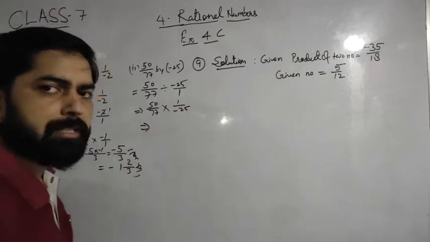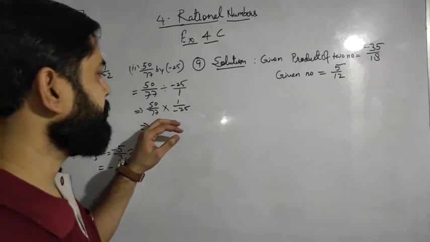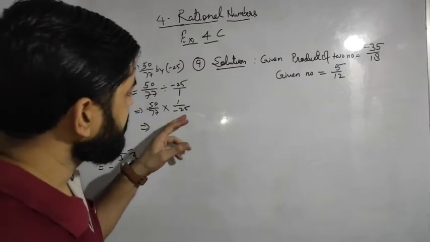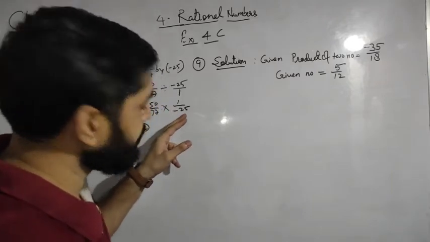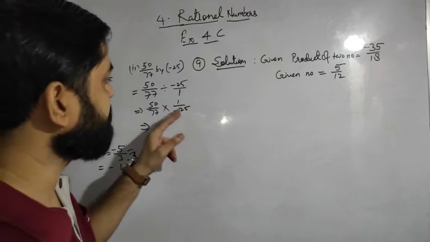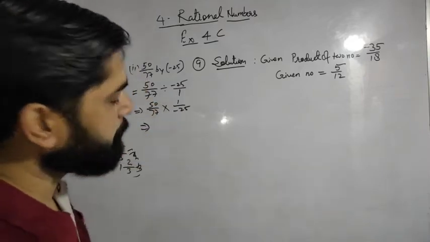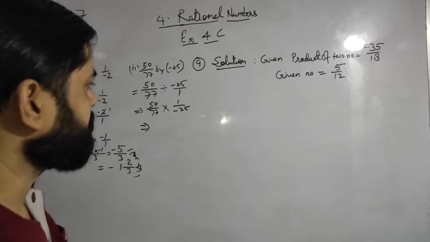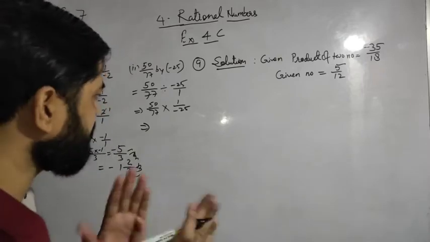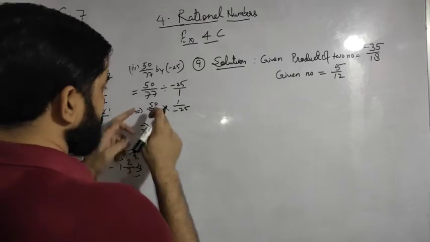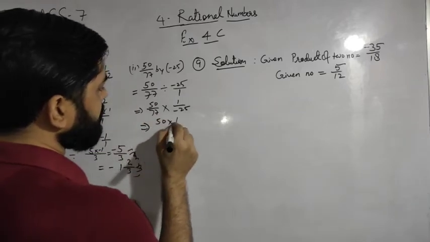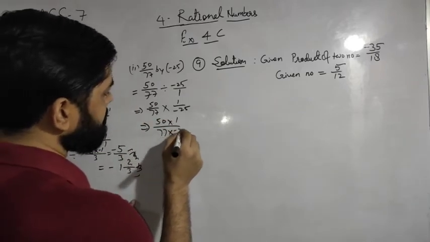Here this is a multiplication. So you can multiply first, or you can firstly change the negative denominator into a positive denominator. Means you can either multiply first or first change it to positive, then multiply. Here nothing will affect anything. So you can check it. 50 multiplied by 1, 77 multiplied by minus 25.